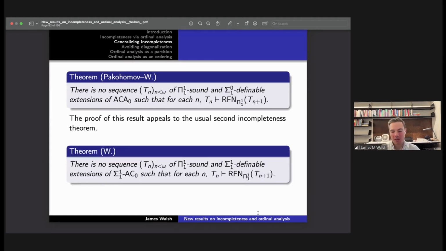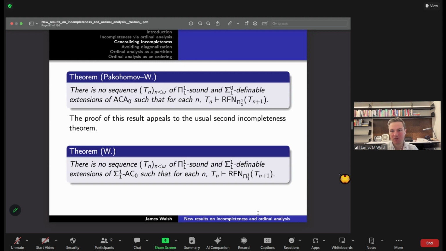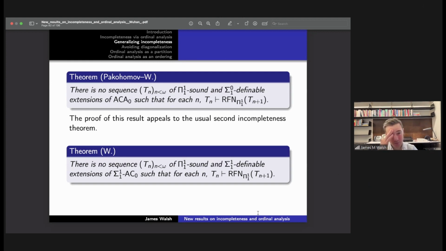So in the new context, a proof of an analog of this result emerges. This new result says that there is no sequence T0, T1, T2, and so on of Pi-1-1 sound, Sigma-1-1 definable extensions of Sigma-1-1 choice, such that for each n, Tn proves the Pi-1-1 soundness of Tn+1. This theorem looks very similar. The difference is that we changed Sigma-0-1 to Sigma-1-1 definable, and we changed ACA0 to Sigma-1-1 choice.